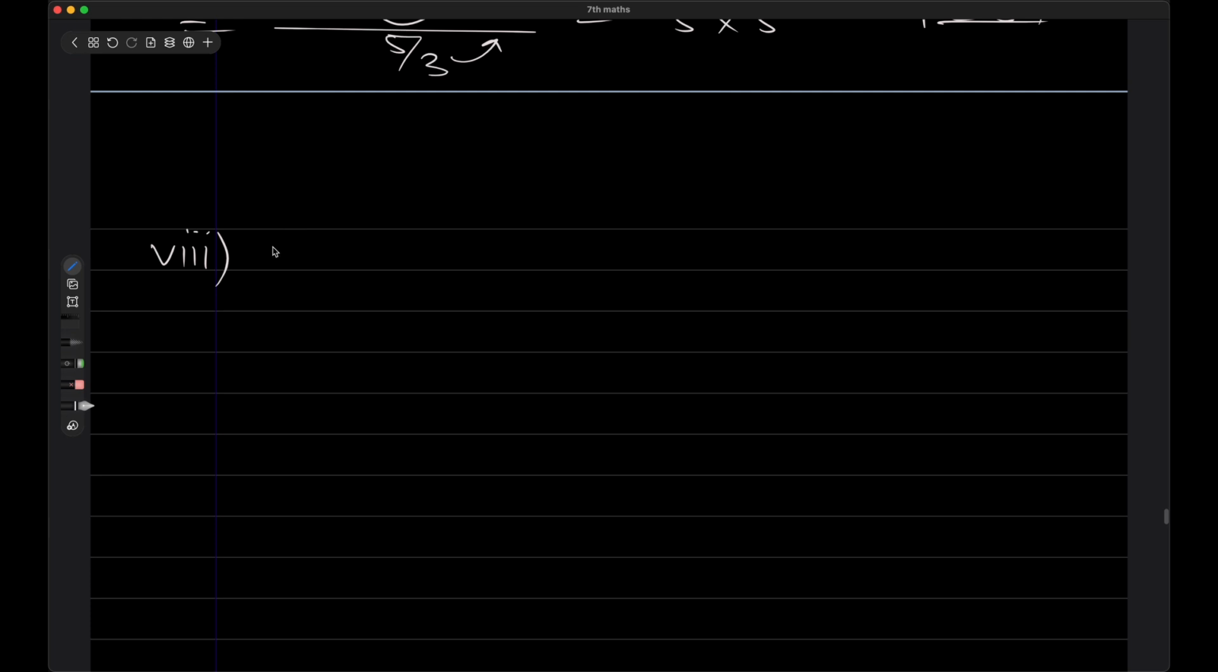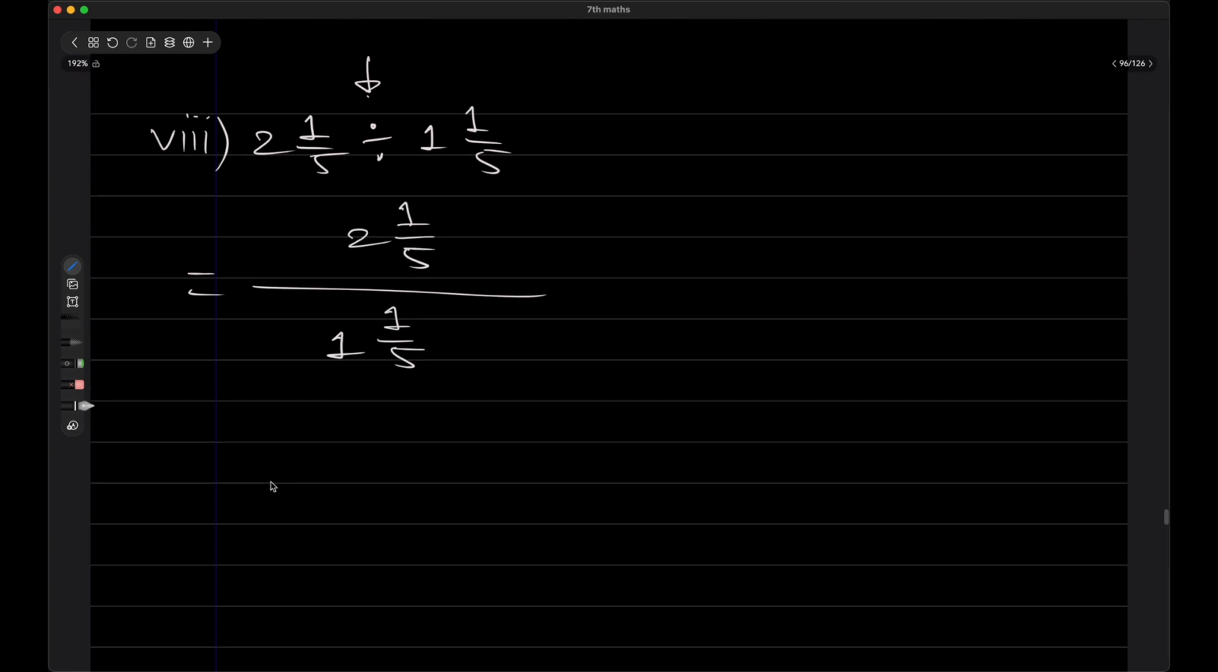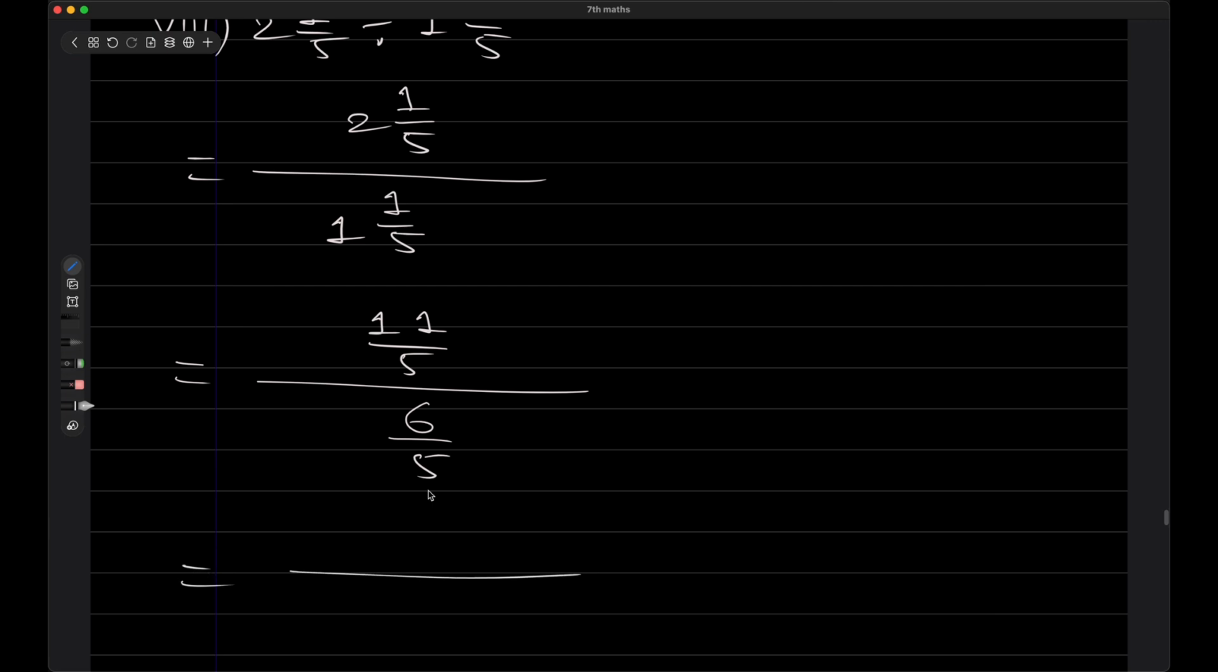Last one, that is 2 whole 1 by 5 divided by 1 whole 1 by 5. Starting from division sign, write left side above the division sign and right side below the division sign. Now convert the mixed fractions to improper fraction, that is 5 2s are 10 plus 1 is 11 divided by 5, 5 ones are 5 plus 1 is 6 divided by 5.